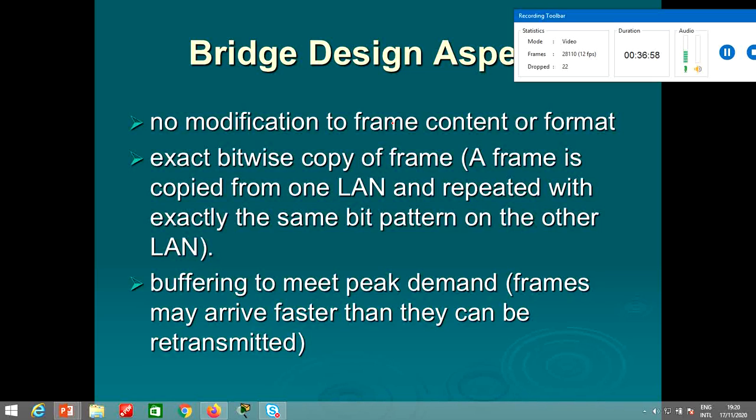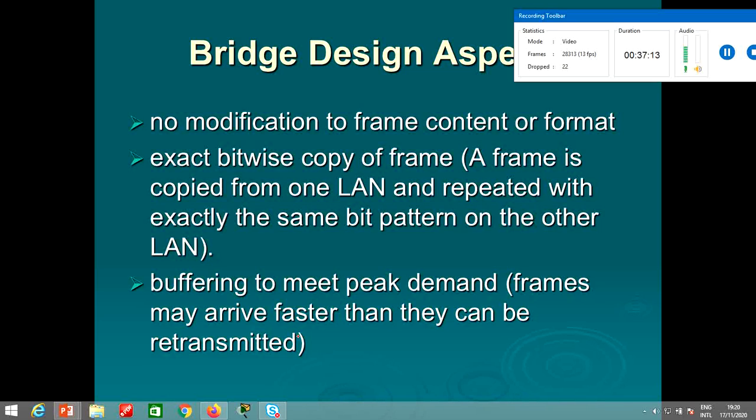Second thing is, the bridge should contain enough buffer space to meet the peak demand. So buffering should be there because frames may arrive faster than they can be transmitted. Over a short period of time, frames may arrive faster.